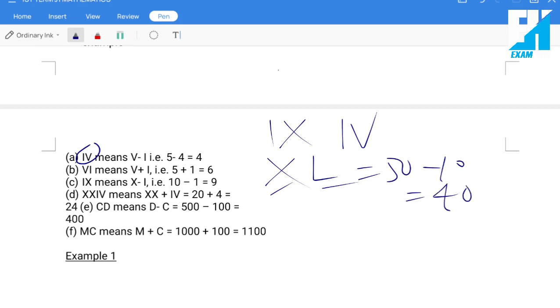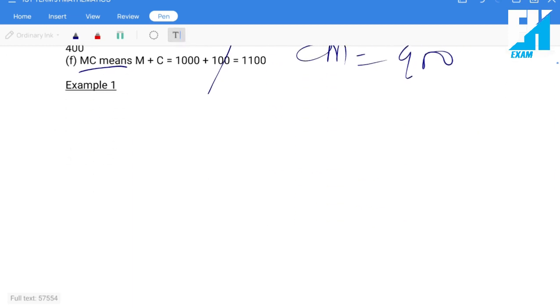40. You can also see CM. CM means 1000 minus 100, which gives you 900. So when the smaller one is in front of the bigger one, that is subtraction. When it is behind, it is addition. I'm going to teach you how to go about Roman numerals so that you don't make mistakes. So you can see CD means D minus C, which is 500 minus 100, giving you 400. MC is 1000 plus 100, which will give you 1100. Now let's move on. Example 1.